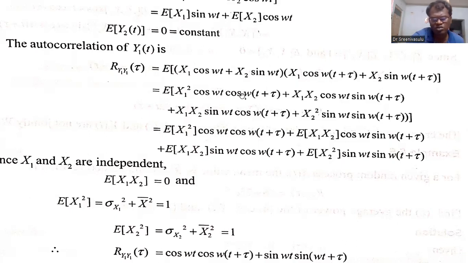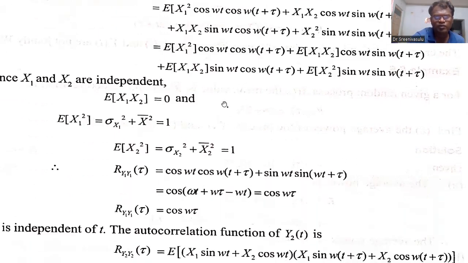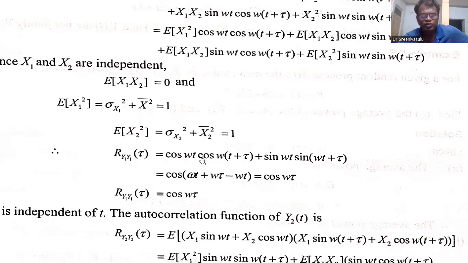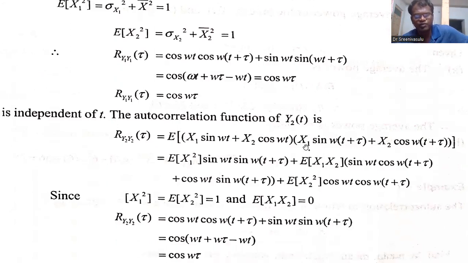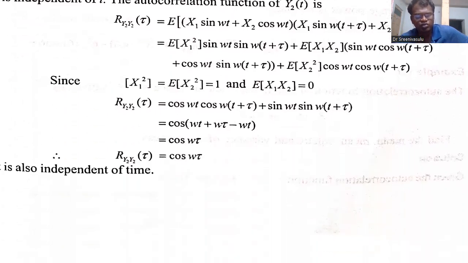So if we substitute all these inputs, whatever data is given, in this equation, it is going to be 0, 1, 0, 0, and 1. And then if you see this formula, cos omega t into cos omega t plus tau, plus sin omega t into sin omega t plus tau, it is cos A cos B plus sin A sin B, which you write as cos of A minus B. So omega t cancels, leaving omega tau. It is a function of tau, so independent of time. Similarly, for the second random process, because only the terms are interchanged, it is also going to be a function of tau.